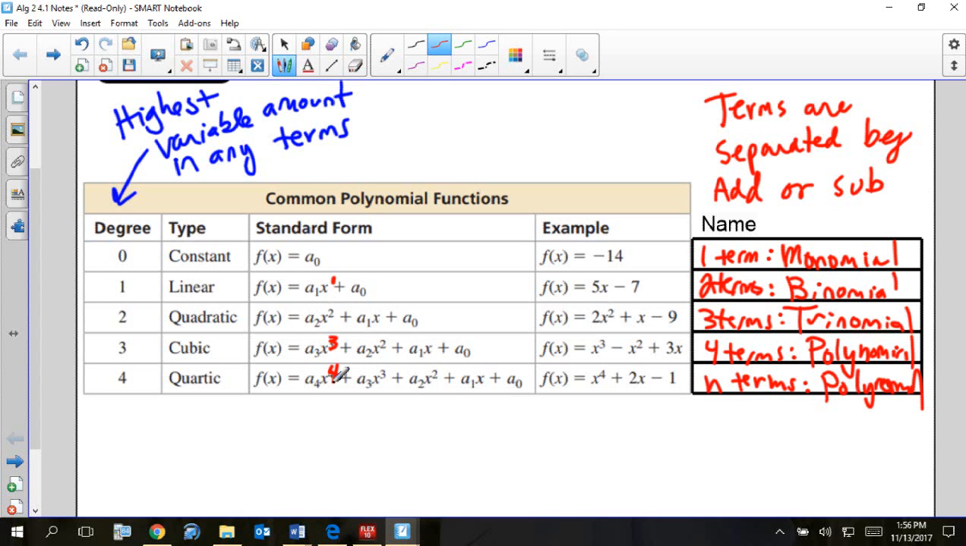To be in standard form, the powers, the degree, the exponents have to be in descending order. So you can kind of see that in these examples. In cubic, we've got x to the third, then x to the second, then x to the first, and we have no x's. So they go in descending order. So this is all vocabulary. Let's see if you understand both.